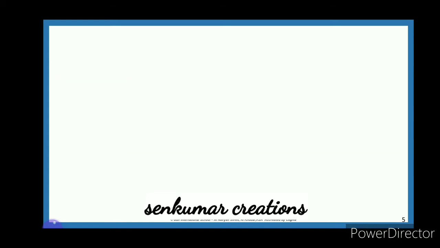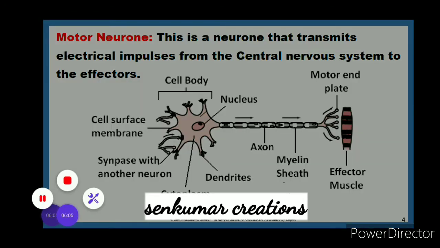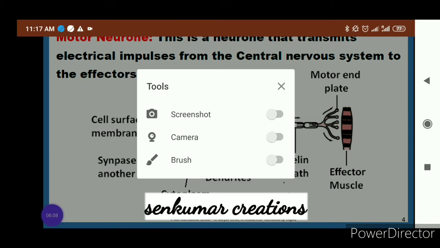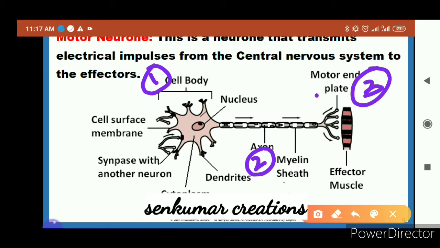So you can see, once again I will show this picture. See this picture, the cell body is here. I will just mark and show you. The cell body is the first part, the axon is the second part, and the end plate is the third part. We can divide this into 3 parts: this is part 1, this is part 2, this is part 3.